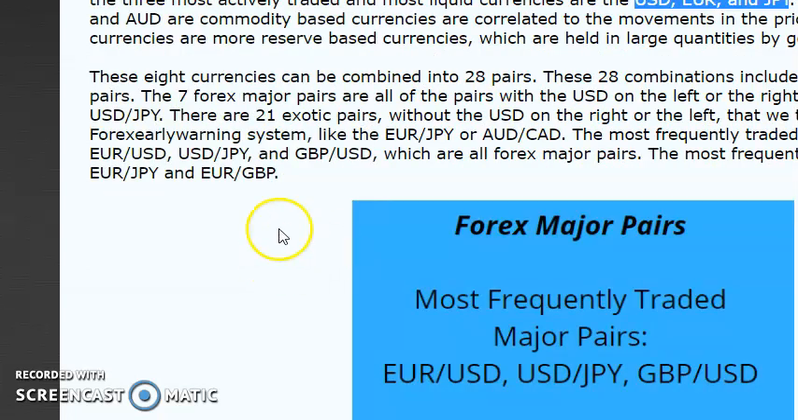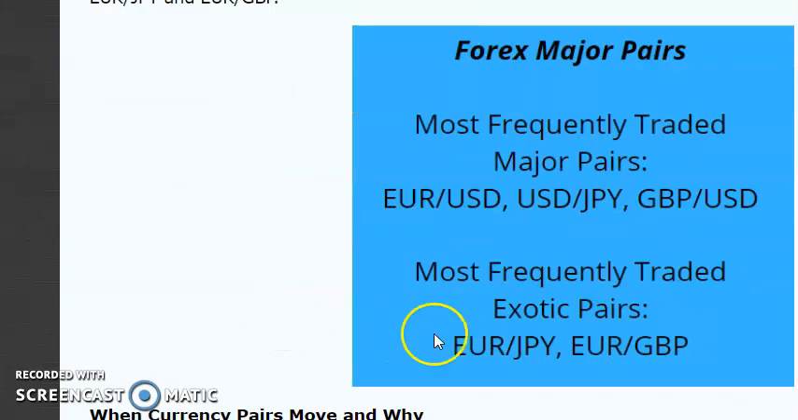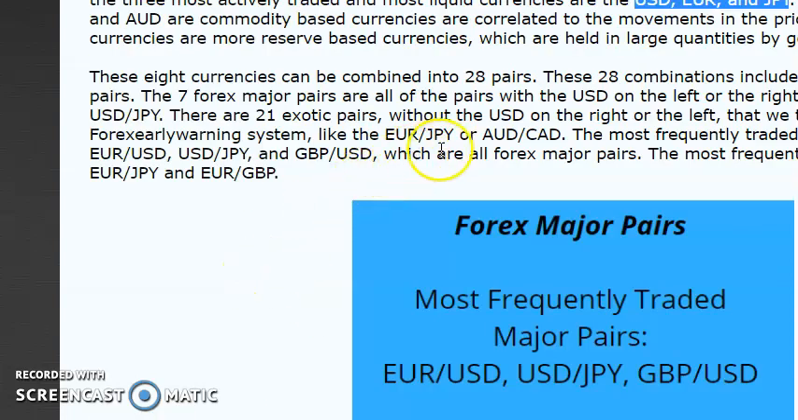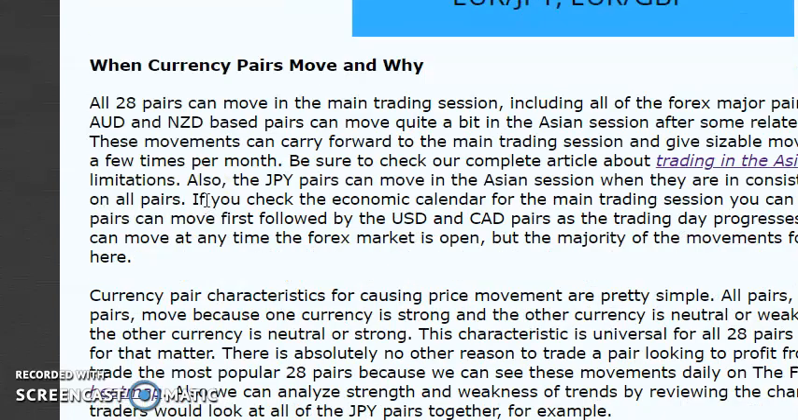So you have your most frequently traded major pairs: Euro USD, USD yen, pound USD. And then you have your most frequently traded non-major pairs. A non-major or exotic pair would be something with the US dollar not on the left or the right, like Euro pound, Euro yen, Aussie dollar Canadian, stuff like that. It's the same 8 currencies but different combinations.